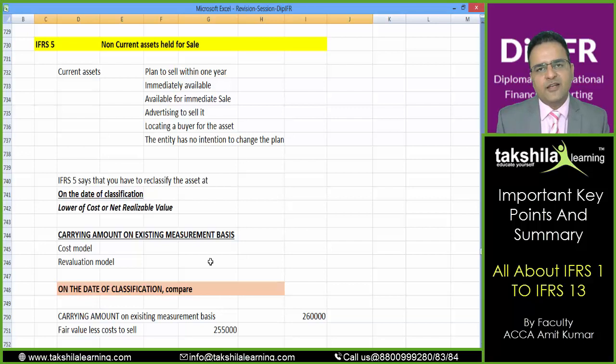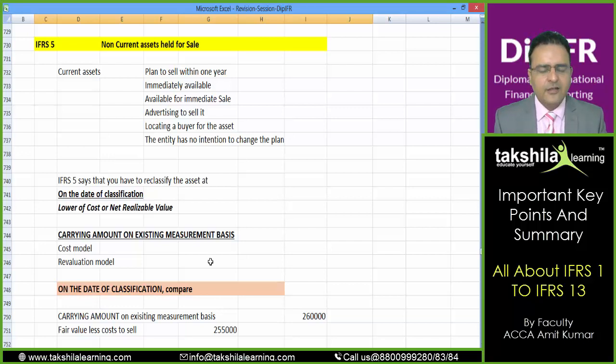What if you plan to sell any asset within 1 year? You intend to sell it. Now, you cannot classify some asset as non-current asset held for sale as per your wish. It has to be immediately available for sale. It should be vacated. It should not be used in the current position to generate revenue or to produce goods or services. It is vacant, available for immediate sale, and the management is committed to sell.